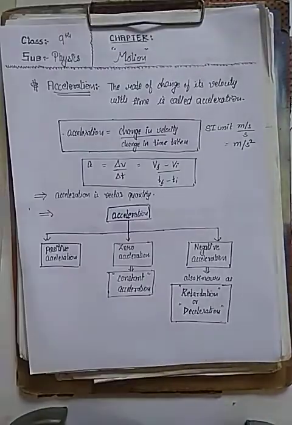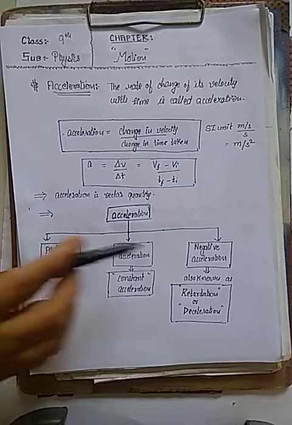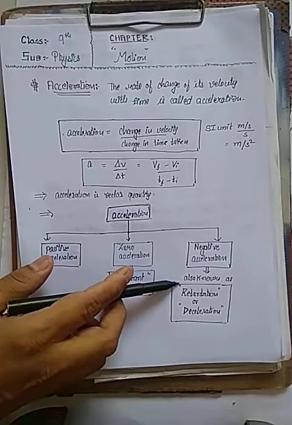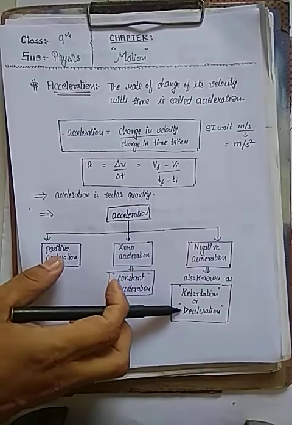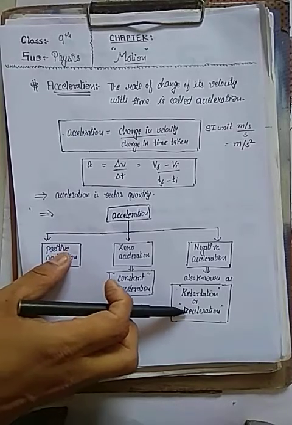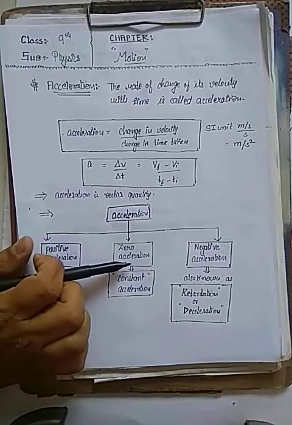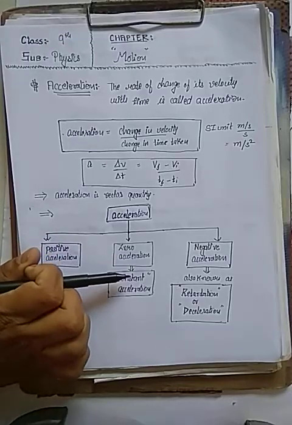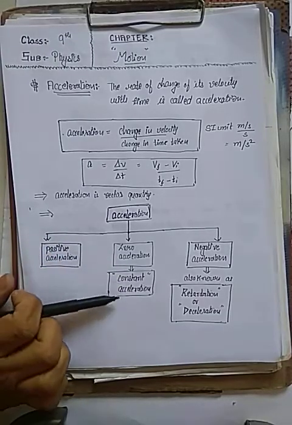Decrease in velocity, retardation. Increase in velocity, then it is called acceleration. So we are saying negative acceleration is known as retardation or deceleration. So slightly we are writing deceleration. And zero acceleration means it is called constant.